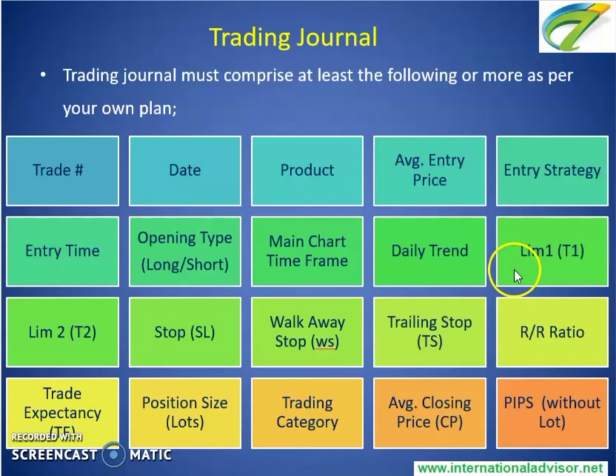Then the first profit target limit, T1, T2, second limit, SL, walkaway stop, trailing stop, reward to risk ratio, trade expectancy. For example, if its reward to risk ratio is 1:1, it means the trade expectancy is say 40%. So if it's less than that, you should stop and you should not go for that particular trade. This is the way you manage your emotions.